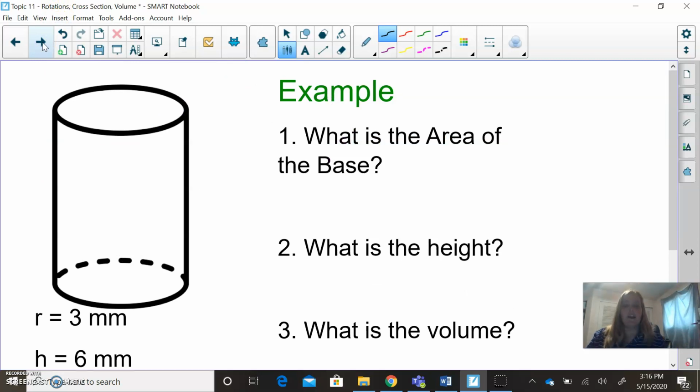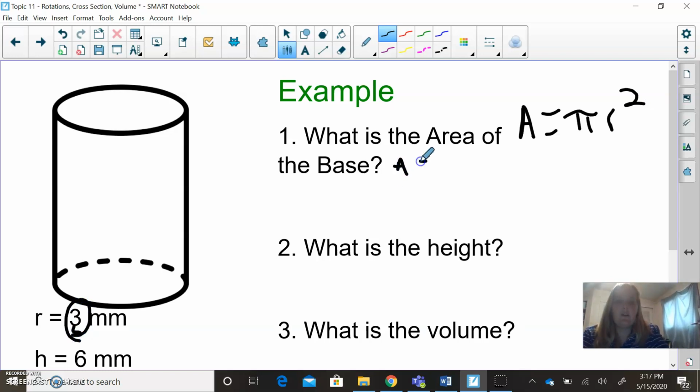What is the area of the base? We're working with a circle, right? So the area equals pi r squared, and we're going to round to the tenth. Our r is 3. So area equals pi times 3 squared, and 3 squared is 9, so 9 times pi.